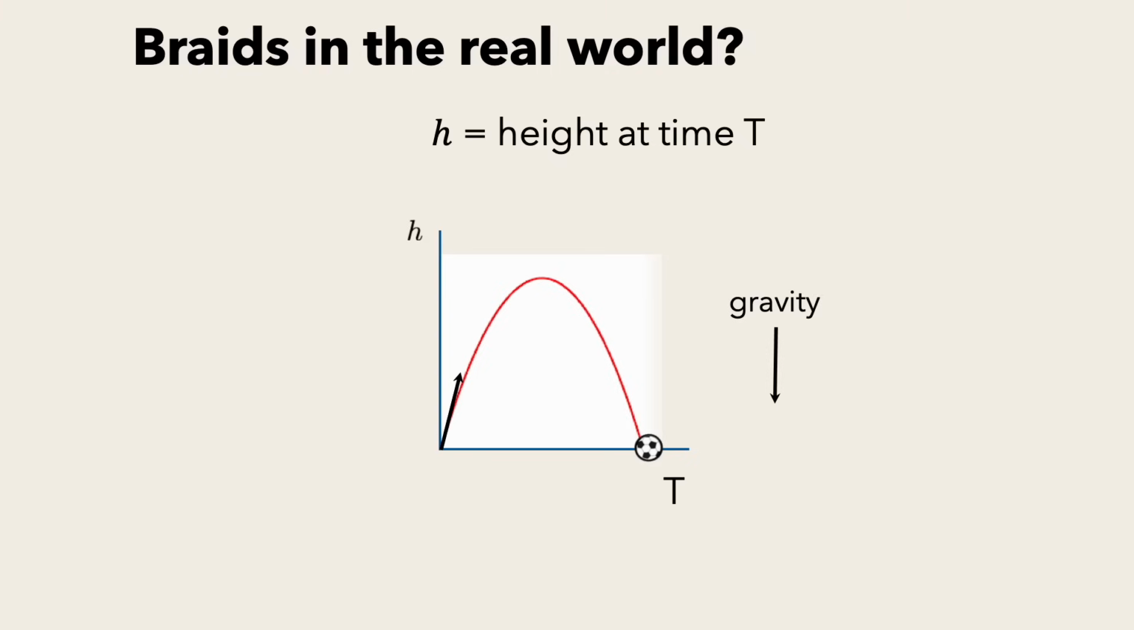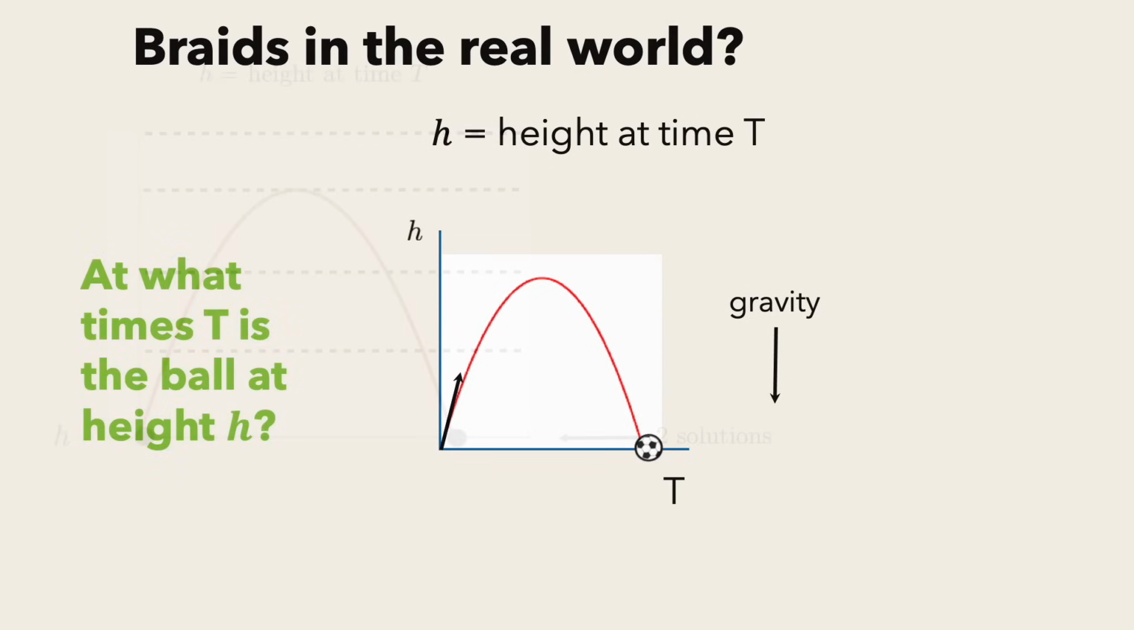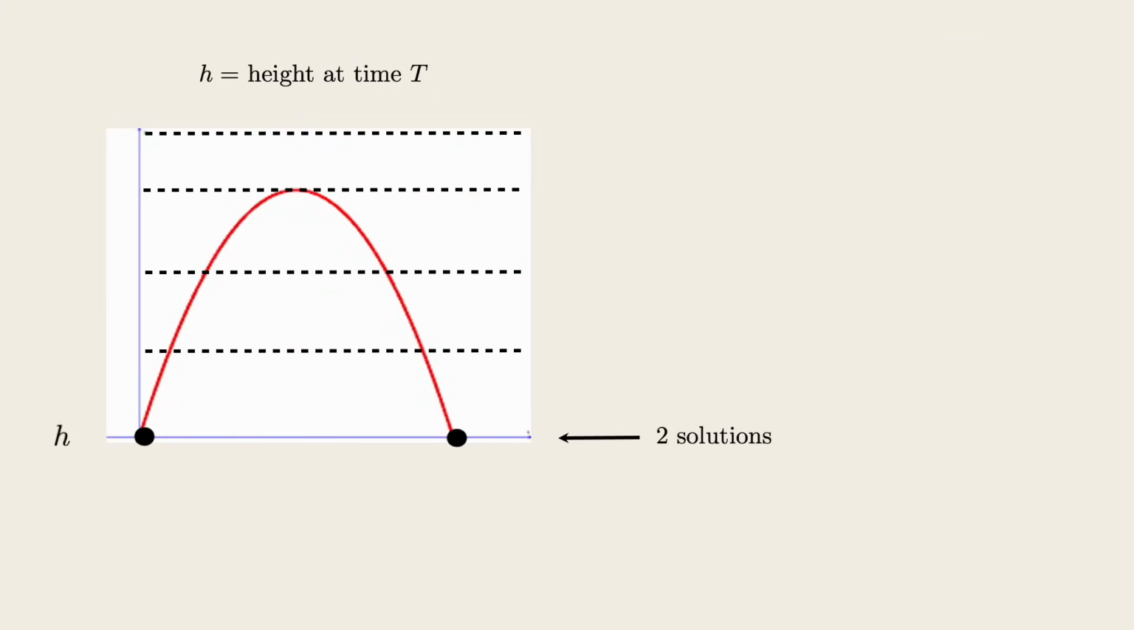And I can ask the question, at what times t is the ball at some particular height? That's a reasonable question to ask. Maybe we don't care so much about footballs. Maybe we care about when they hit the ground again, but this is a question we can ask about any sort of projectile. So let's look at the solutions that we can find here. If h denotes the height of our football at time t, and I start when the football is on the ground, we know there's two solutions. There's when I kick it and when it comes back down.